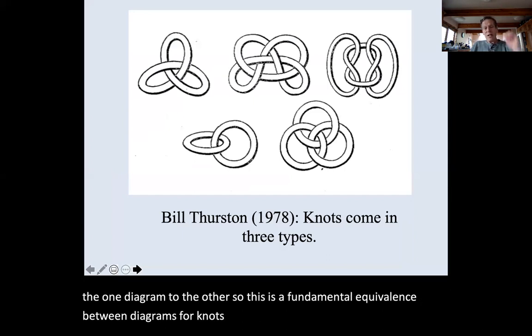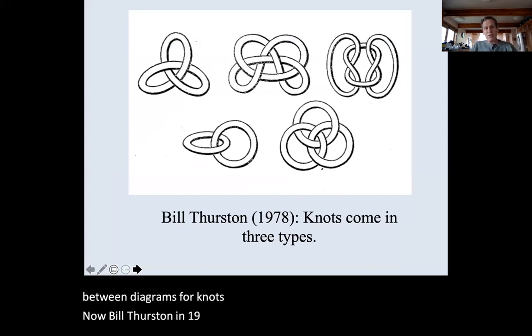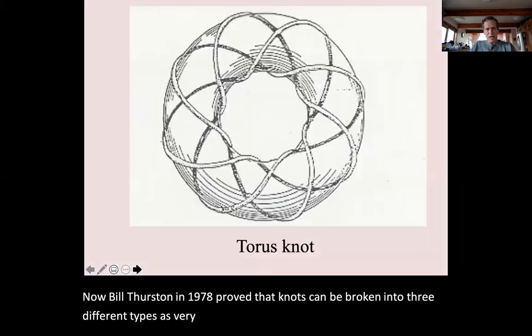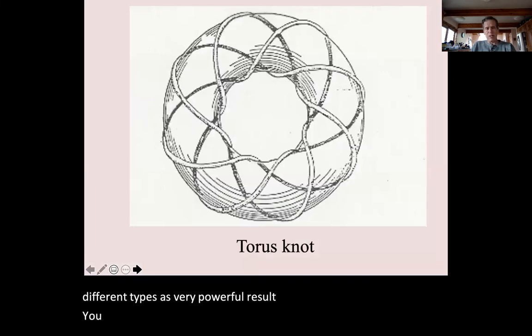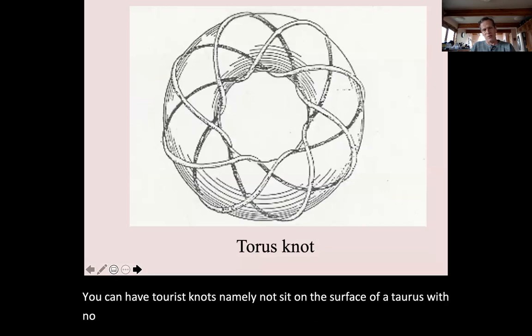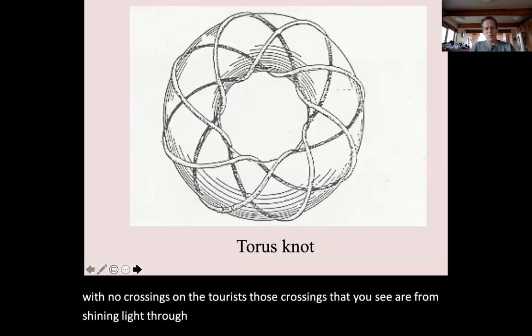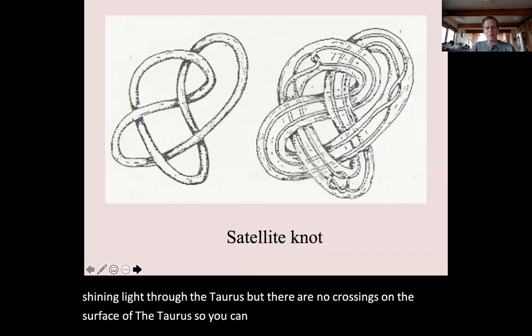Now, Bill Thurston in 1978 proved that knots can be broken into three different types, and it's a very powerful result. You can have torus knots, namely knots that sit on the surface of a torus with no crossings on the torus. Those crossings that you see are from shining light through the torus, but there are no crossings on the surface of the torus. So you can have torus knots. You can have satellite knots.